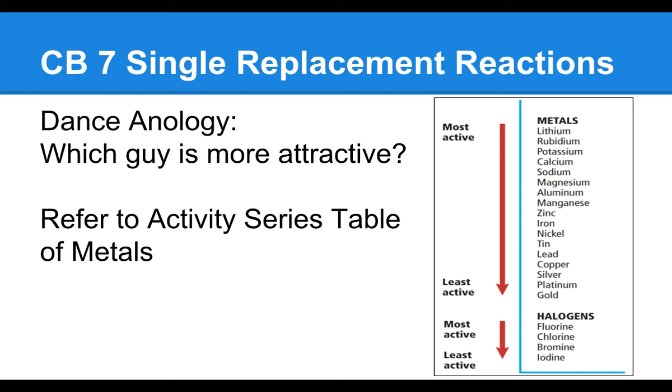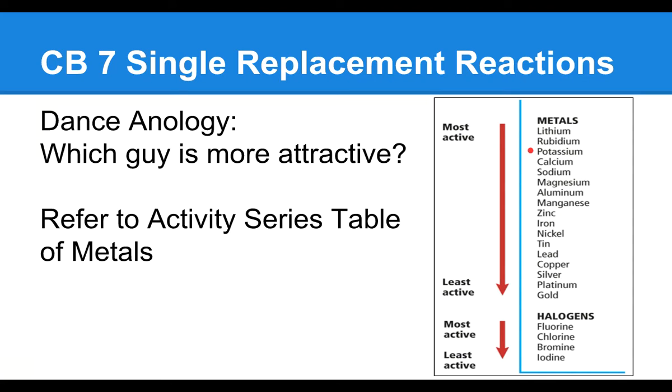And so it kind of works like this. You'll have an activity series that I'll give you a copy of in class, and you'll be able to put this into your notebook. The elements at the top of the activity series, like lithium, rubidium, potassium, calcium, and so forth, are the most active metals. As you work your way down towards lead and copper, silver, platinum, and gold, these are the metals that are least reactive. And so metals will only be able to replace another metal if they're more active.